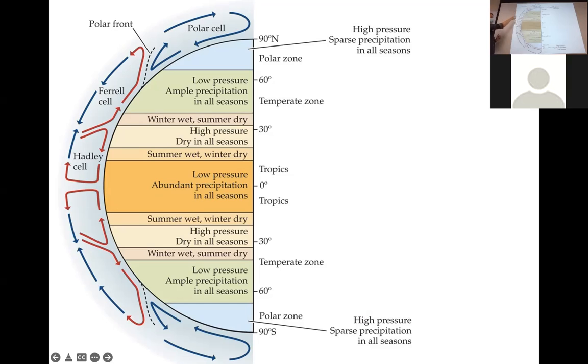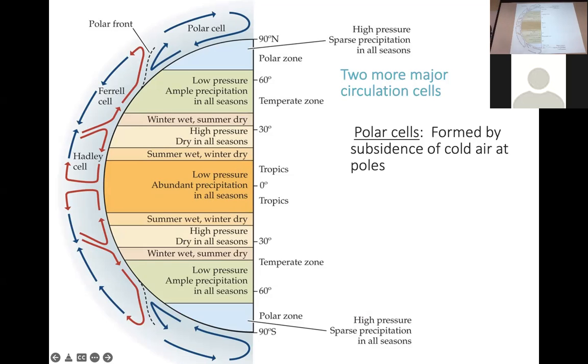So there are other cells, as you can see. So we have the Hadley cells. Those are specifically around the equator to 30 degrees, Hadley cells. The other two major circulation cells are the polar cells. Those are the poles. That's easy to remember. And that's where cold air is falling back down, cold, dry air. So the poles are really dry. There's a lot of snow, but it's just because it never melts because it's freezing cold. They don't get a whole lot of precipitation.